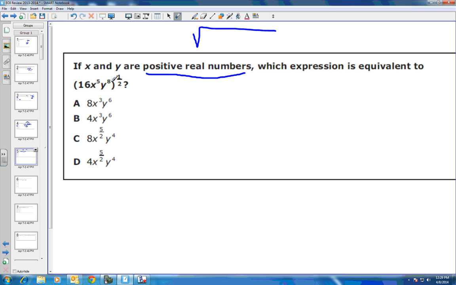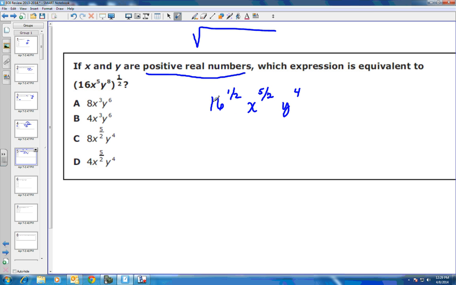So this actually means I'm going to rewrite this. And I'm going to take this 1/2 and give it to everything inside. So here's what I have. 16 to the 1/2. X to what power? What is the x to the 5th raised to the 1/2? When I have a power raised to a power, I multiply the exponents. So x to the 5/2. Y to the what? 8 over 2, which is 4.